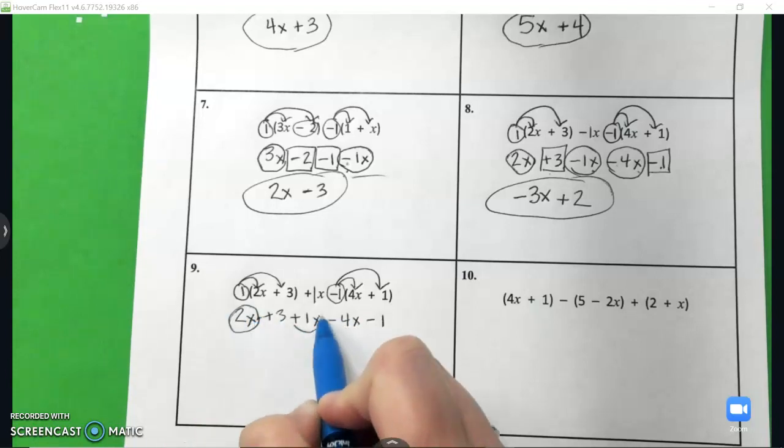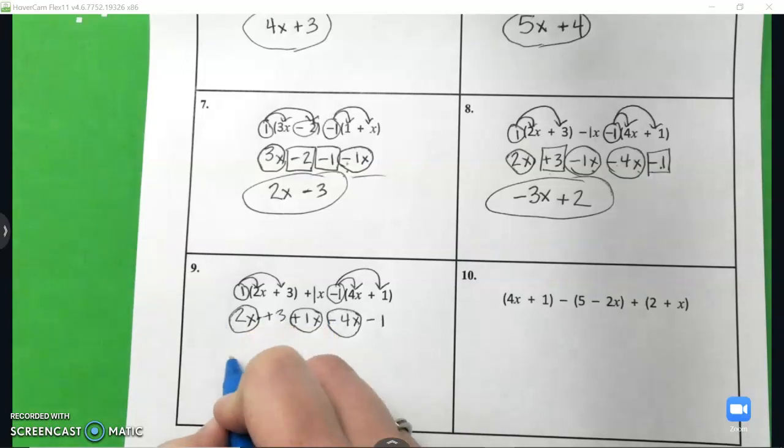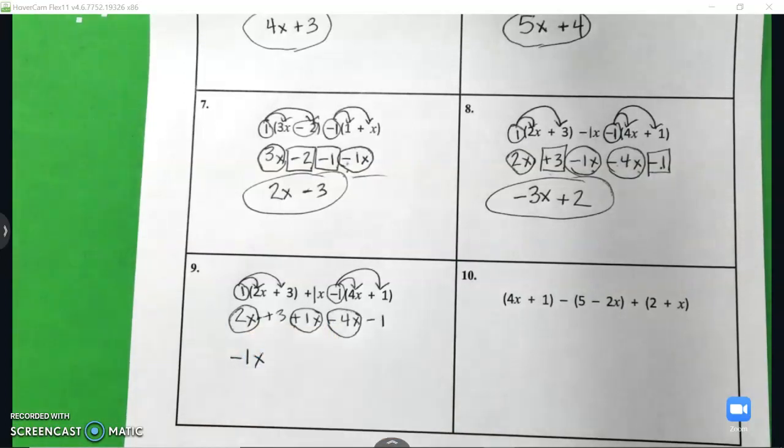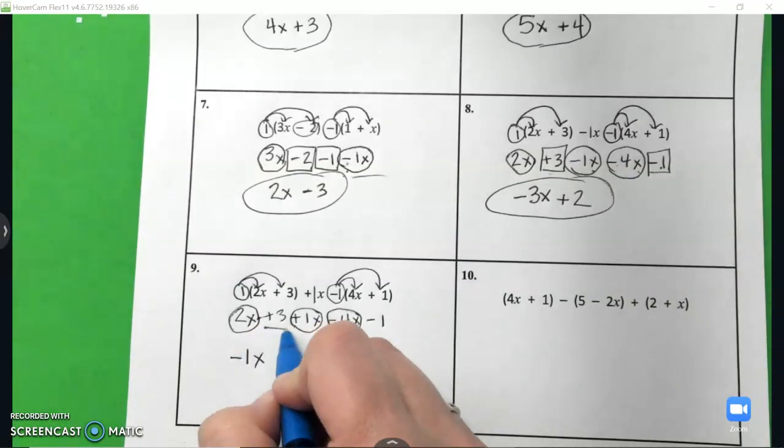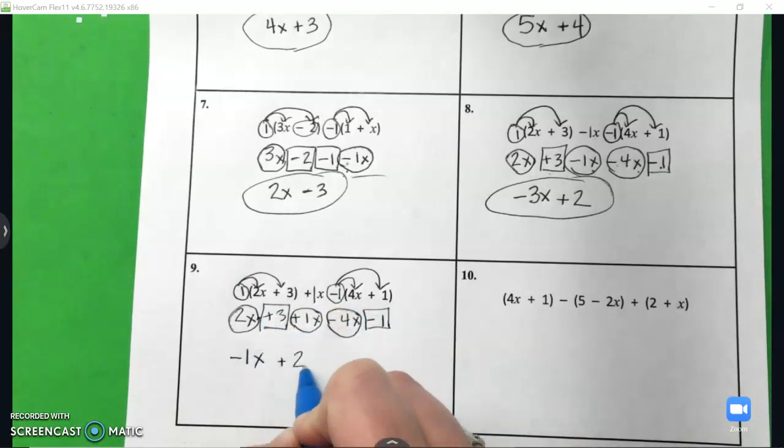2x plus 1x would be 3x. Minus 4x is going to be negative 1x. And we have plus 3 minus 1, so we'll be left with plus 2.